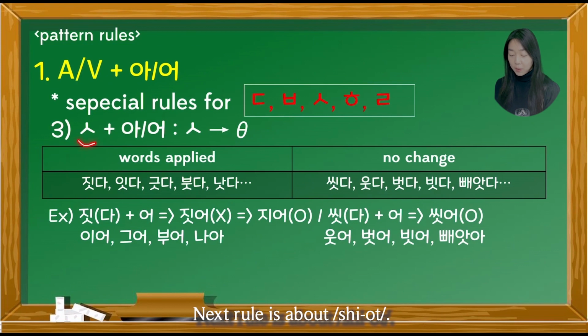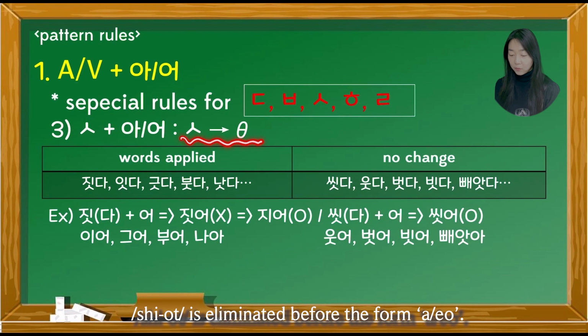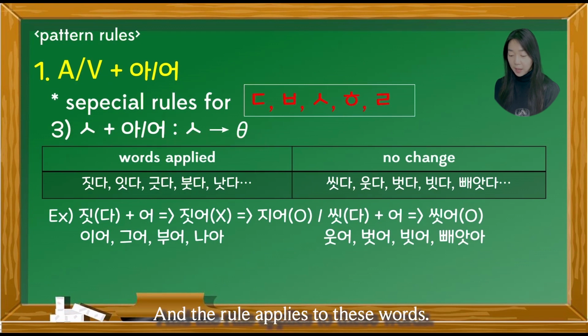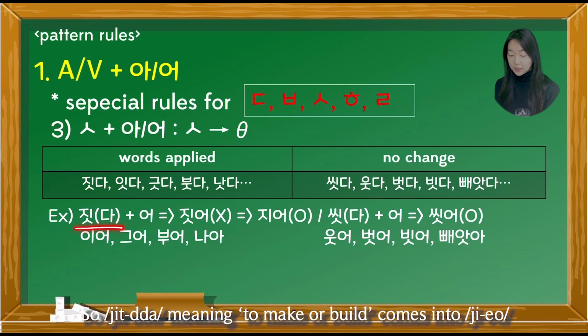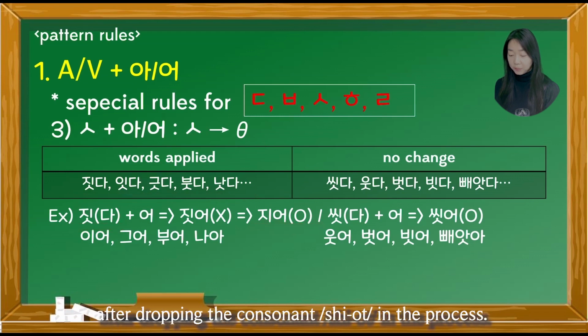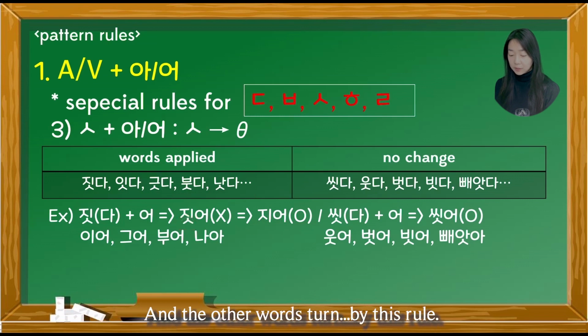Next rule is about 시옷. 시옷 is eliminated before the form a. And the rule applies to these words. So 짓다, meaning to make or build, comes into 지어, after dropping the consonant 시옷 in the process. And the other words turn 이어, 그어, 부어, 나아 by this rule.